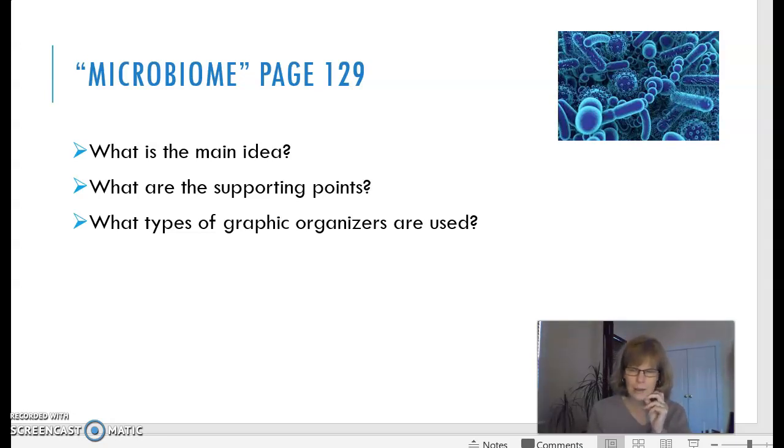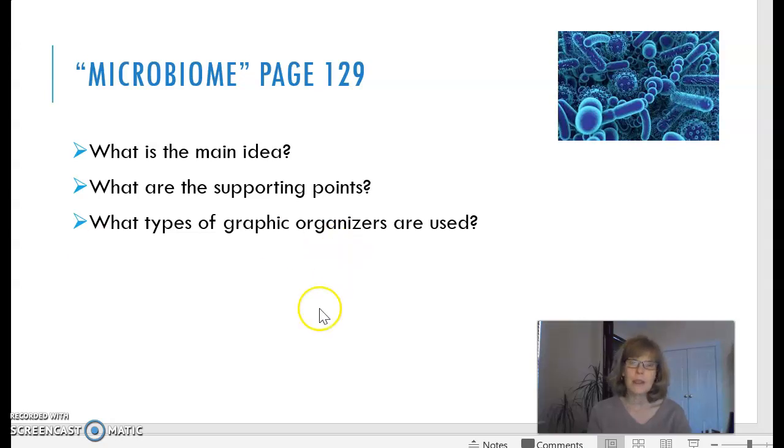And as you look at that, just quickly, what do you see there? What is the main idea? And then what are the supporting points? How are they explaining, or what is their position? What is their claim about microbiome? And then how do they support those points? So if you want to pause here and take a look at these 3 paragraphs, you can do that.